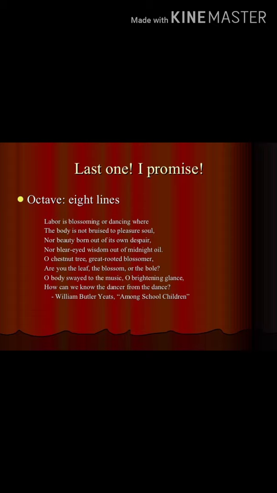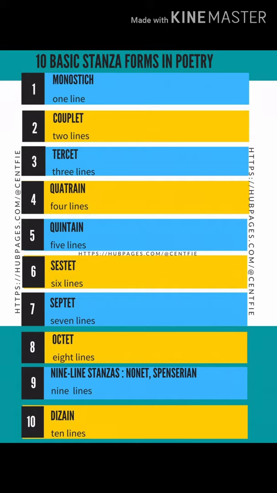Let's very quickly have a look at all the forms of poetry that we have discussed and all that we have missed. If it's a 1-line poem, you'll call it monostich. A 2-line poem is known as couplet. Mostly Shakespeare used it. 3-line poems are known as tercet. 4-line poems are known as quatrain. 5-line poems are known as quintain. 6-line poems are known as sestet. 7-line poems are known as septet. 8-line poems are known as octave.